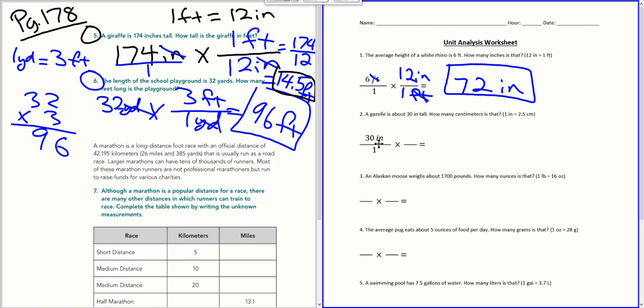Here, I'm starting with inches, so I'm going to change to centimeters. So 30 inches, I need to put my 1 inch down here, and then I would put my 2.5 centimeters on top. Here, an Alaskan moose weighs about 1,700 pounds. That's what I would put up in this spot right here. And then I figure out that 1 pound needs to go down here, and my 16 ounces needs to go up here.